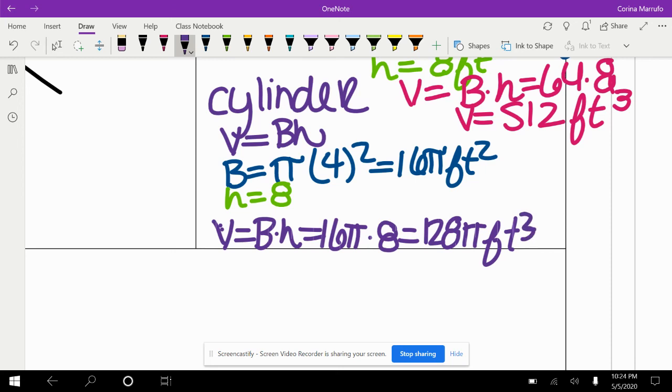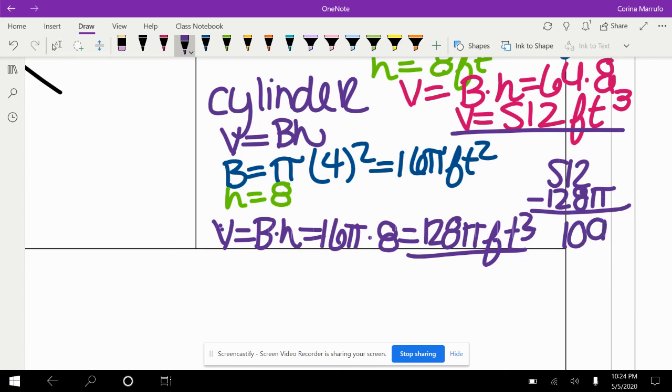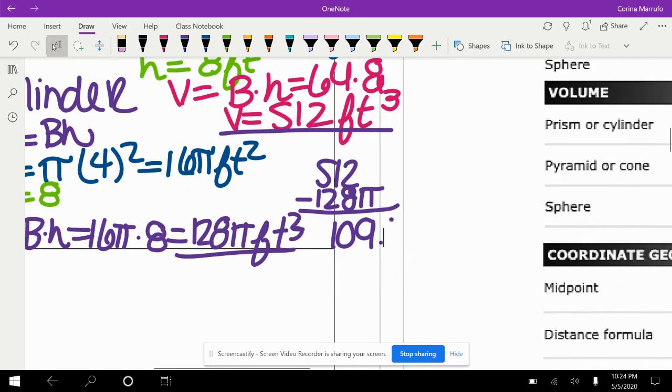So then from there we have both of the volumes. So remember, once we have both of the volumes, we need to subtract them. We need to subtract the cylinder out because that little piece is missing inside of that cube. So we're going to take 512 and subtract 128 pi. We're going to plug it into our calculator just like that. This time we will not leave it in terms of pi. And that is going to give us 109.9. And then our units are feet. And since it's volume, it's going to be cubed.